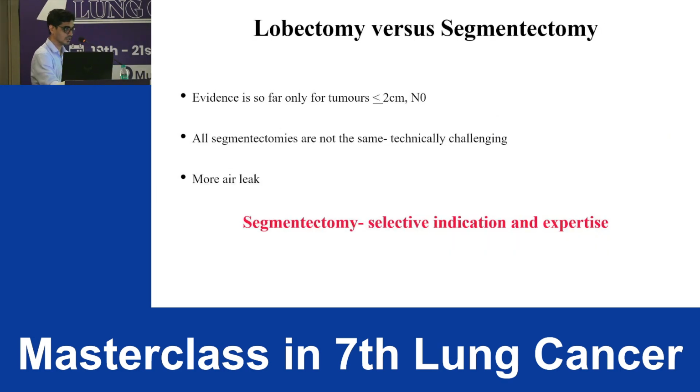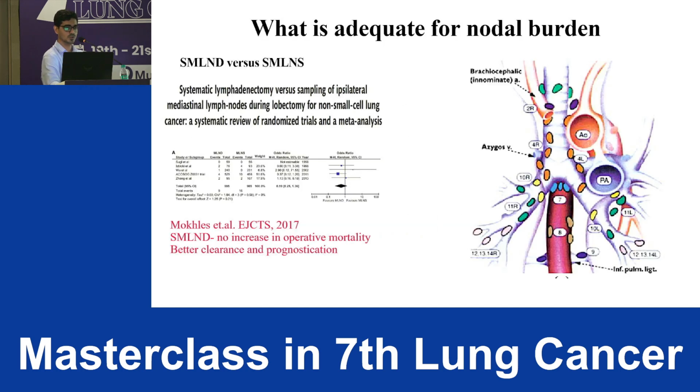So sublobar resection, that is segmentectomy or wedge, can be done, but there is a selective indication: tumors which are less than or equal to 2 centimeter, N0. But all segments are not simple. Segment 1, segment 6, lingula, middle lobe, these are easier segments, but the basal segments are difficult, so it is a challenging procedure to perform.